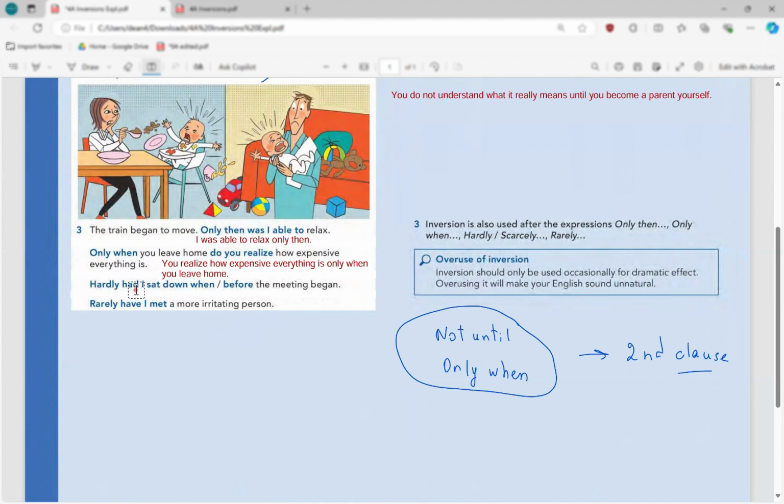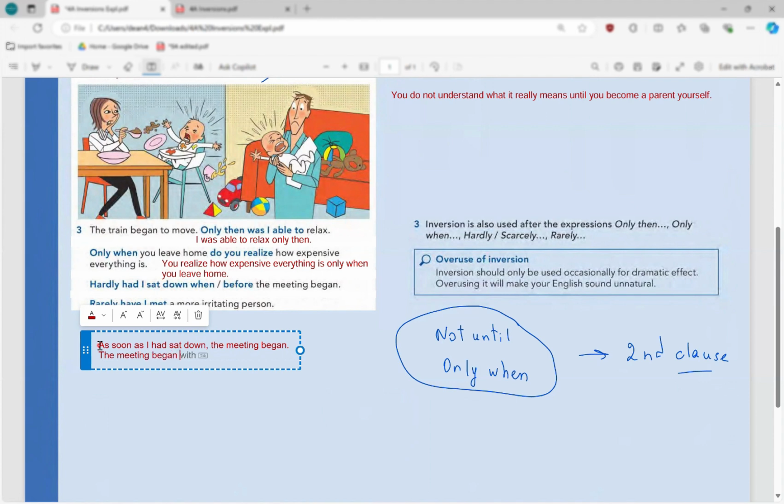Next example, hardly had I sat down, I can say when or before the meeting began. It's like as soon as I sat down, right? As soon as I sat down, the meeting began. It'll be like as soon as I had sat down, the meeting began. Or I can also say hardly had I sat down, the meeting began. That's also fine, guys.